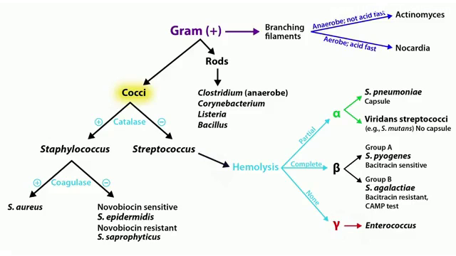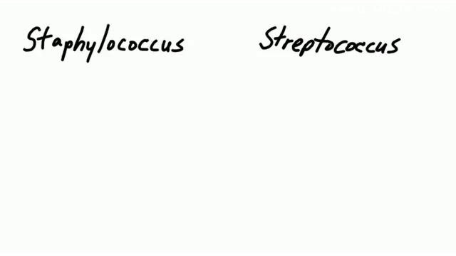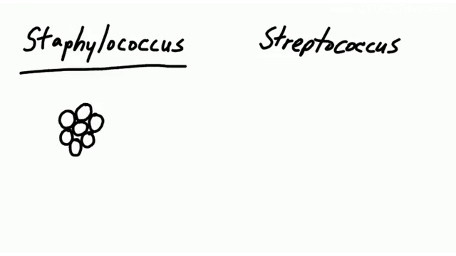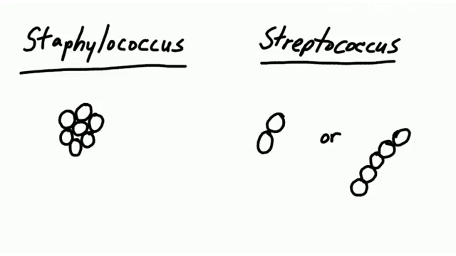Let's follow the cocci down that algorithm. Now, when we're talking about gram-positive cocci, we're usually talking about Staphylococcus or Streptococcus. So a good first step is to decide if this gram-positive coccus is strep or staph. One way to differentiate these two is by the organization of the bacteria underneath the microscope. So if the cocci stick together in clusters, you're usually dealing with a Staphylococcus. If the cocci are in pairs or in chains, then you're usually dealing with a strep species.